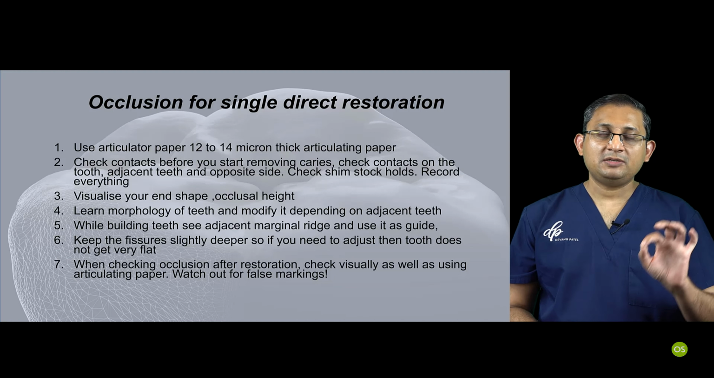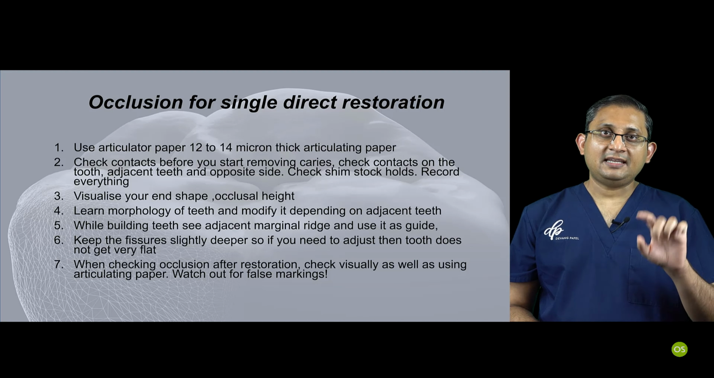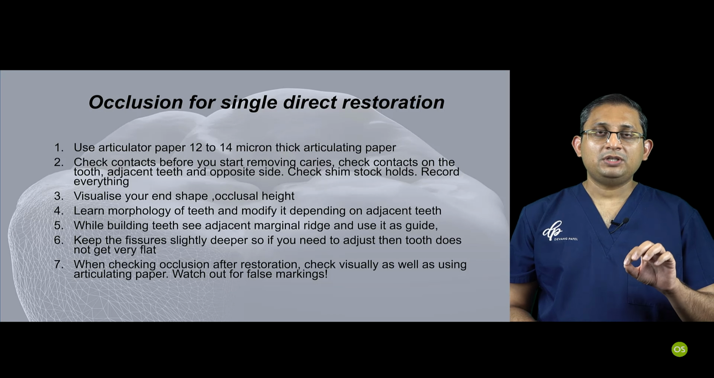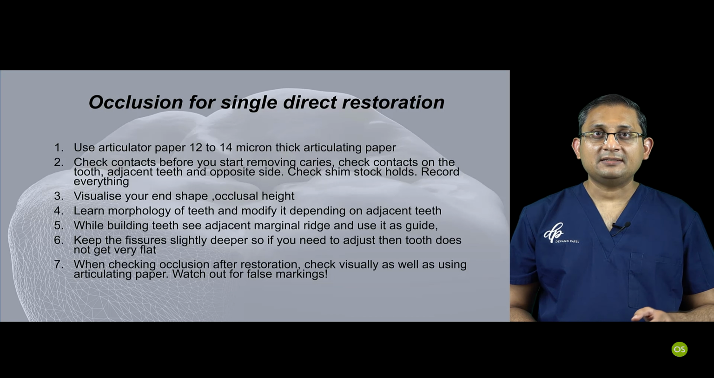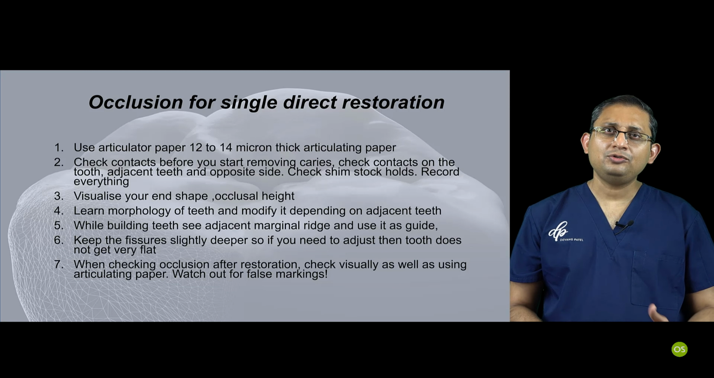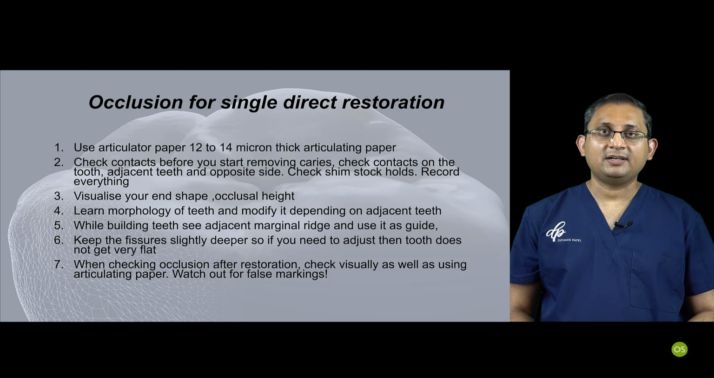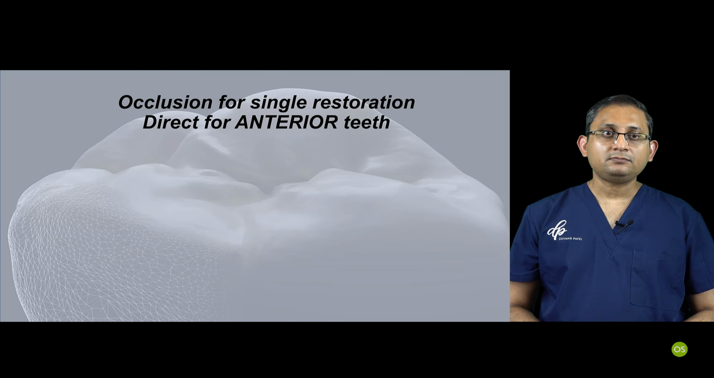If you're moving articulating paper up and down, it can mark the surfaces which are not really contacting. Once you use them more often, you are able to differentiate the true marks from the false marks. But looking in the patient's mouth, sometimes it becomes very obvious. So make sure that you look in the patient's mouth while checking the occlusion directly.